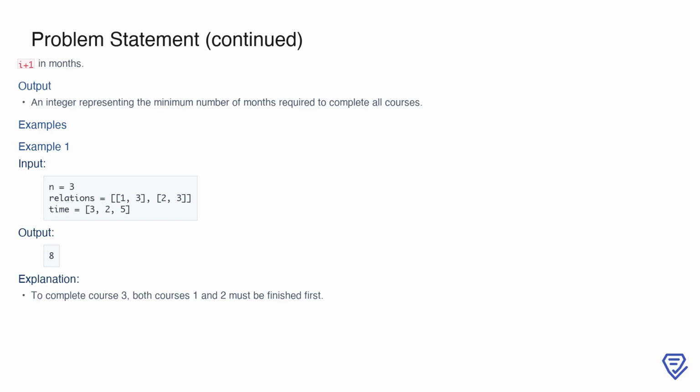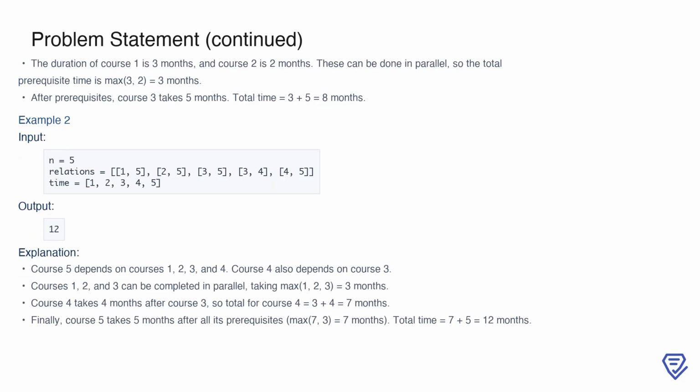Course 1 and Course 2 must both be completed before Course 3 can begin. The respective durations for these courses are 3 months, 2 months, and 5 months. The objective is to determine how long it will take to complete all 3 courses while following the prerequisites. In this example, courses 1 and 2 can be taken in parallel because they have no dependencies. Since Course 1 takes 3 months and Course 2 takes 2 months, the total time for these prerequisites is the maximum of the 2 durations, which is 3 months. Once the prerequisites are completed, Course 3 takes an additional 5 months to finish. Therefore, the total time to complete all the courses is 3 months for the prerequisites plus 5 months for Course 3, resulting in 8 months.